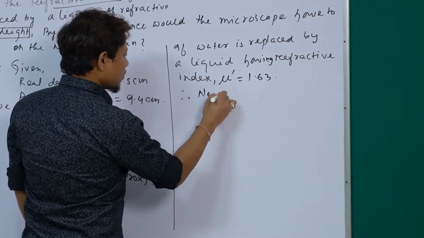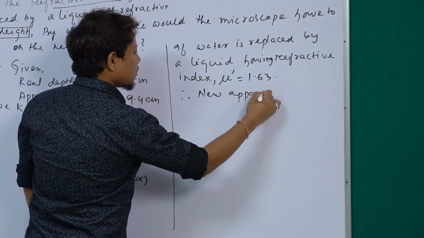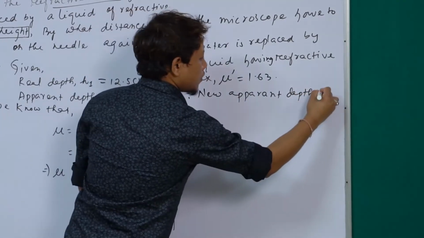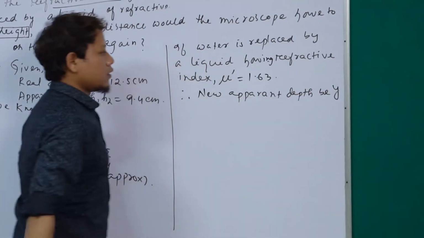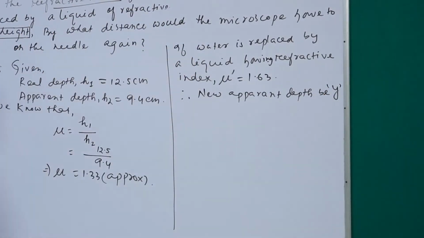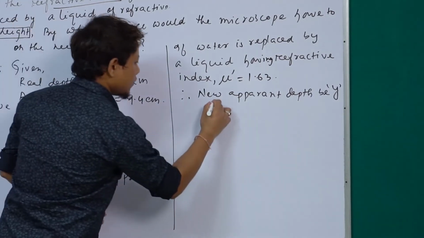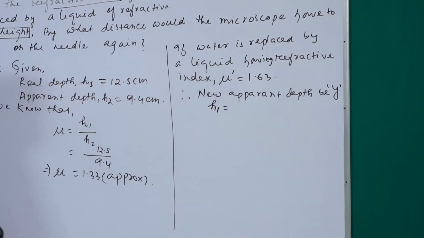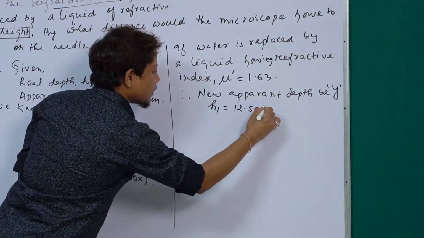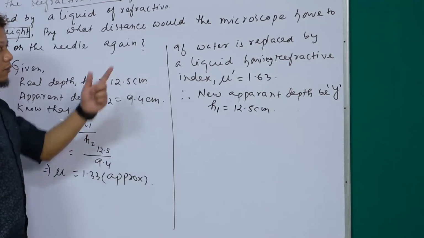So let the new apparent depth be y. The real depth will be the same, because they have mentioned up to the same height. So for this numerical also, we'll take h1 as 12.5 centimeter. We'll use the same formula.